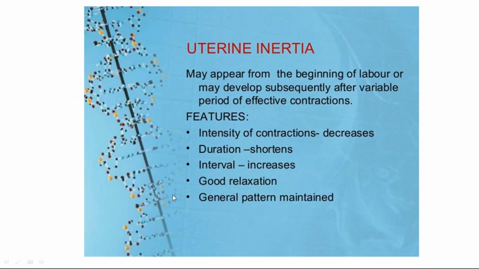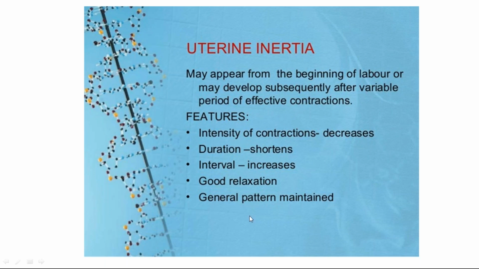In uterine inertia, we already said it is hypoactive. So this can be primary, that means it can be there right from the beginning of the labor, or it can develop later on after a variable period of effective contractions, where you find either arrest of descent or arrest of dilatation. So it can be primary or secondary.